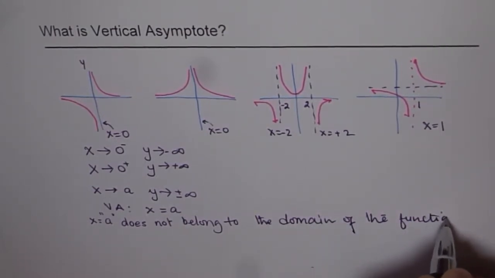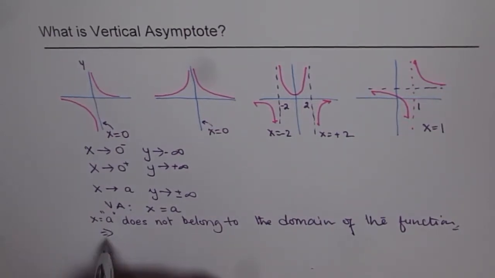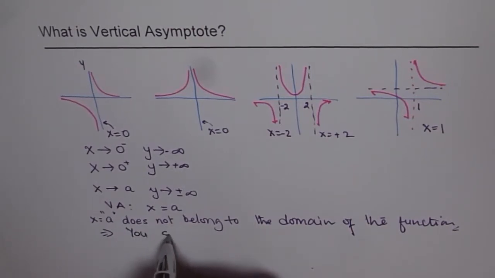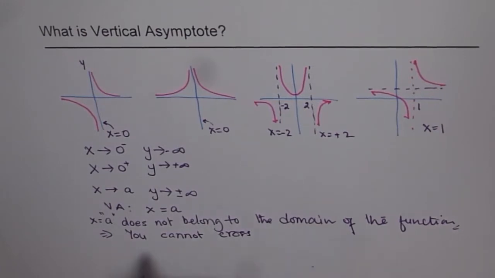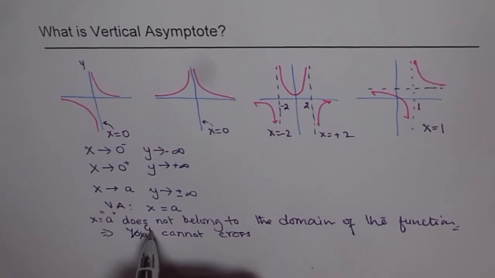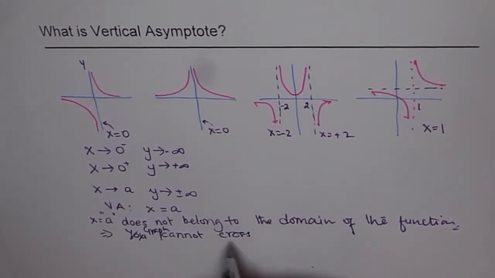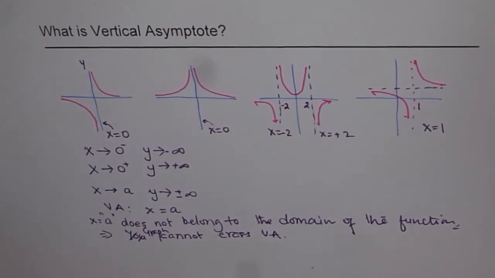So anytime you have a vertical asymptote, then that point is not in the domain of the function. That means you can never cross a vertical asymptote, right? So the graph cannot cross a vertical asymptote, because it is not in the domain of the function, right?